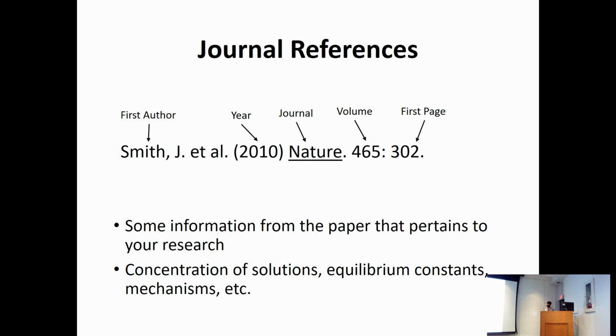So this one is the journal references. Whenever we are doing experiments in our lab, we can't come up with our own protocols, right? We are taking protocols from different people. So that's coming from the references.